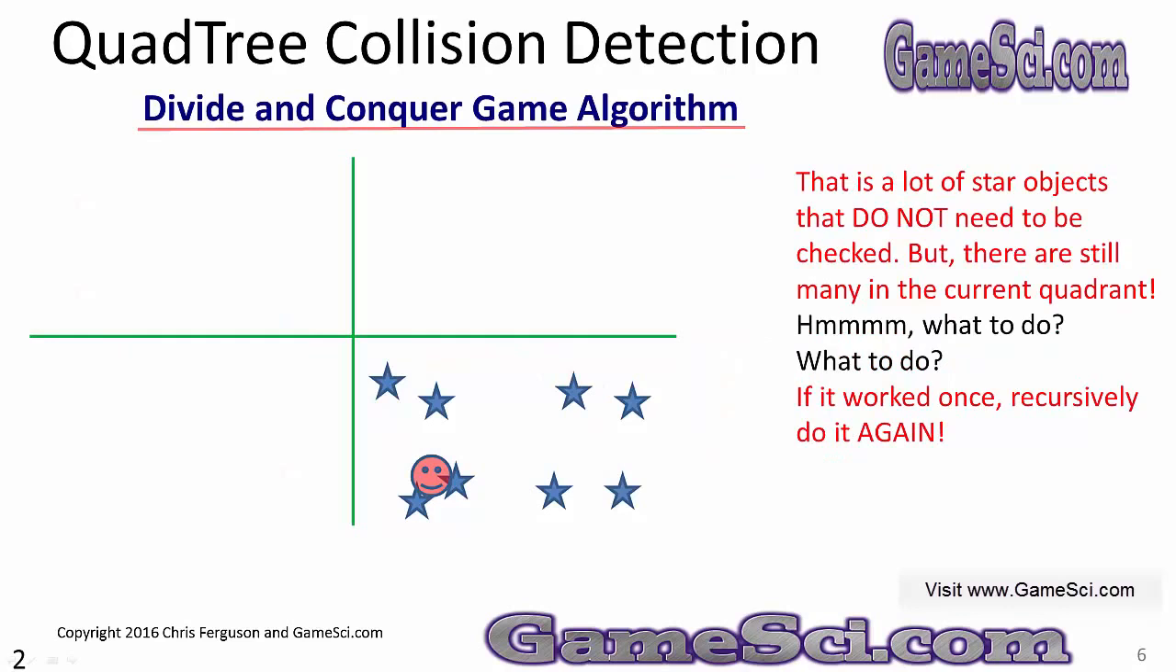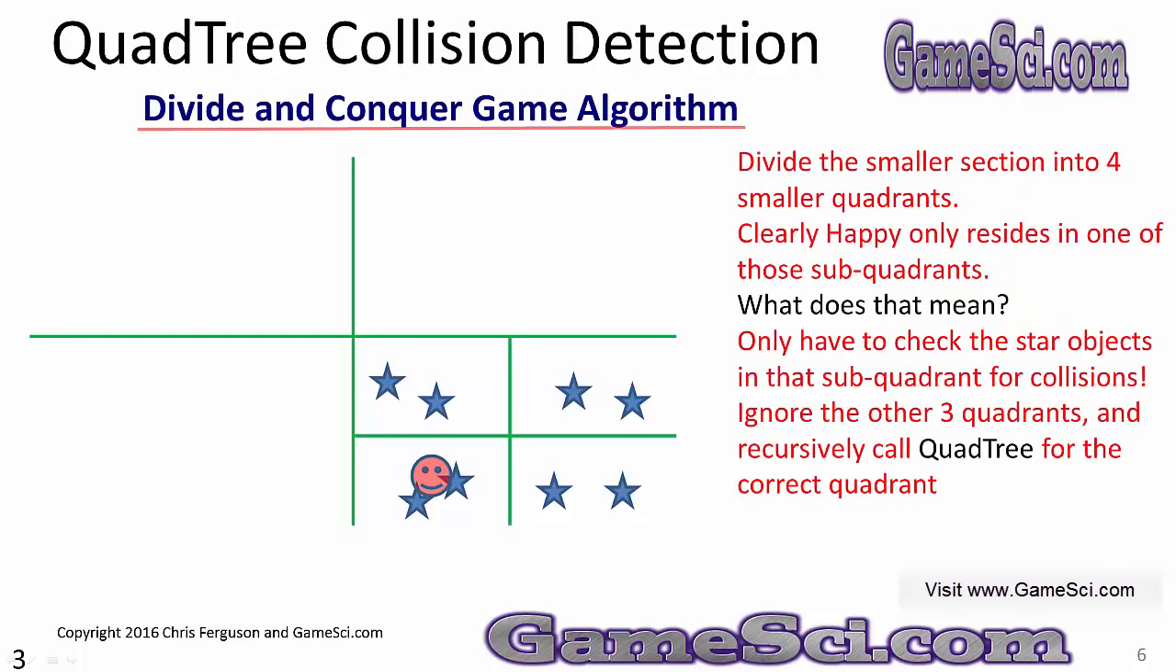Now, that is a lot of star objects that do not need to be checked, but there's still many in the current quadrant. What to do? What to do? Well, if it worked once, let's recursively do it again. Let's call Quadtree recursively and say, divide this area into quadrants. So divide the smaller section into 4 smaller quadrants.